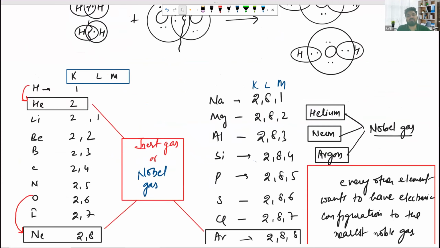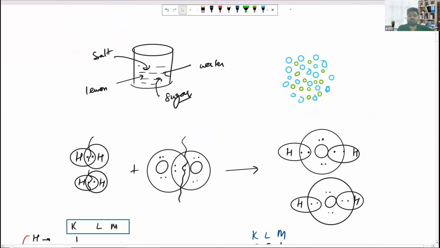Let me explain what is going to happen here. This is the hydrogen atom, with one electron. Only the electrons present in the outermost shell participate in bonding. This is another hydrogen atom. Oxygen has 6 electrons in its outermost shell; its electronic configuration is 2, 6. So we represent the 6 electrons of oxygen like this: 1, 2, 3, 4, 5, 6.